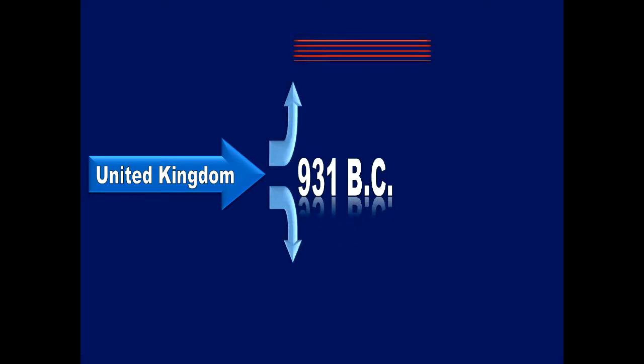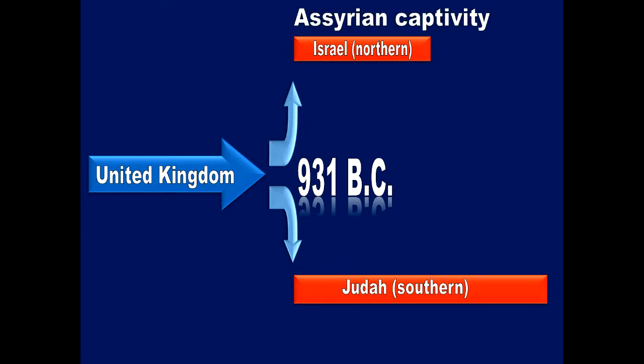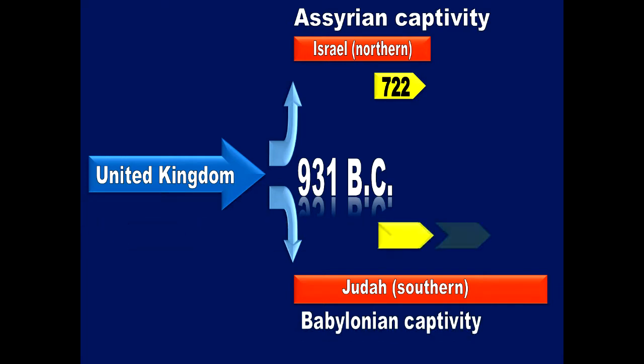And so what we're going to find, what's sort of prefaced here, but we'll see happens and unfolds later, is we're going to have the United Kingdom divided in 931 BC. We're going to have the northern kingdom Israel, southern kingdom Judah. We have the Assyrian captivity take place in 722, and then Babylonian captivity in three phases, 605, 597, and 586. The amazing thing is that the return and restoration will be in three phases as well, Zerubbabel and so on.